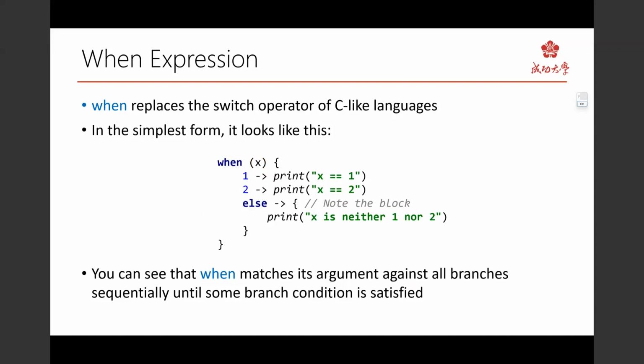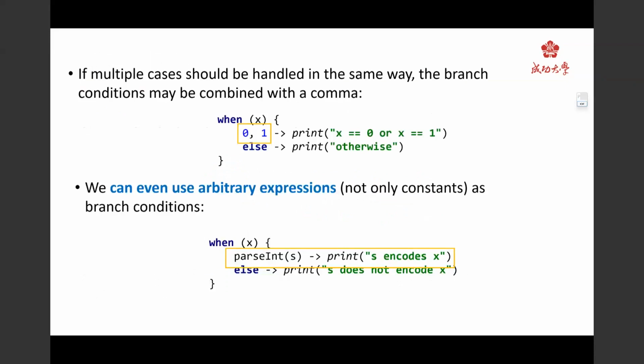The second difference is that we don't need to put the break keyword at the end of each branch case. The third one is obviously the keyword: instead of saying switch, we say when. And the last difference is that there's no need to put the case keyword in front of each branch case. The when expression in Kotlin is much more powerful than the switch case operator in C++ and Java.